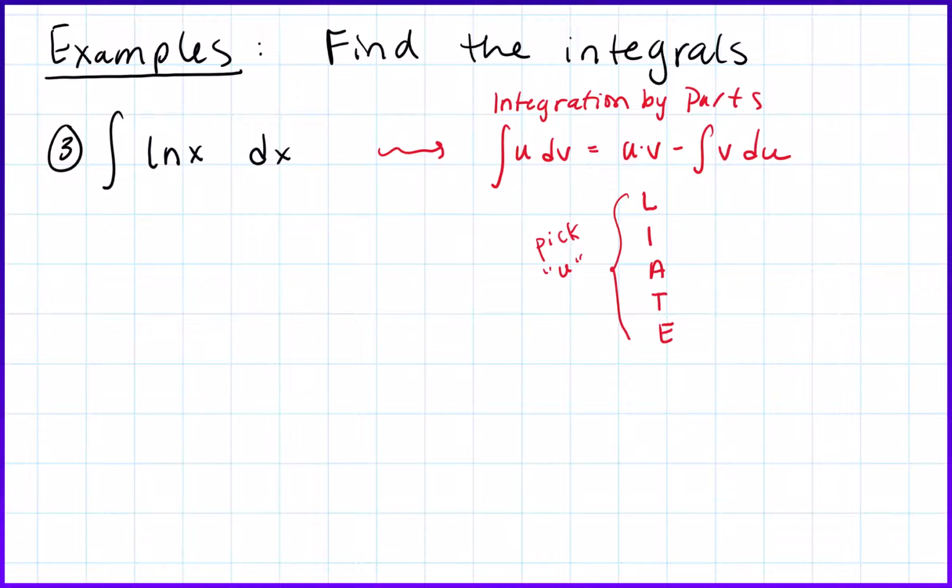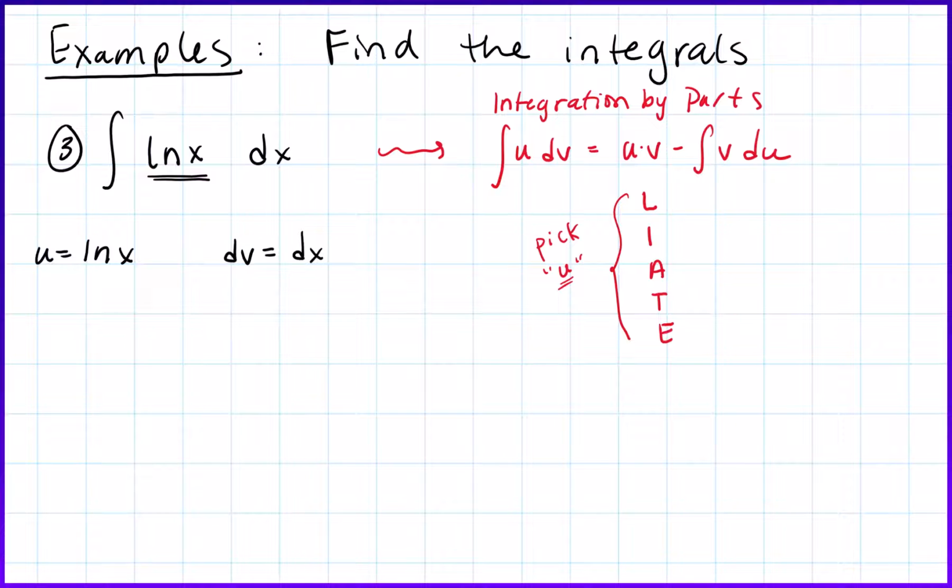Basically, the L stands for logarithmic, so if you have a logarithmic or an inverse trig function in your integral, that would be the first pick for u. Otherwise, go down in order. If there are no logarithms and no inverse trig, then go to algebraic functions, trigonometric functions, and exponential functions as your starting spot for picking u. In this case, I see that I have a logarithmic function. So my u would be the natural log of x, and then dv is going to be everything that's left. Since all that's left is 1 dx, dv is just dx.